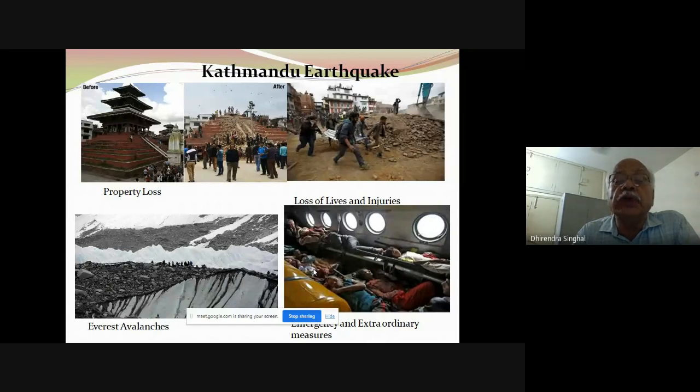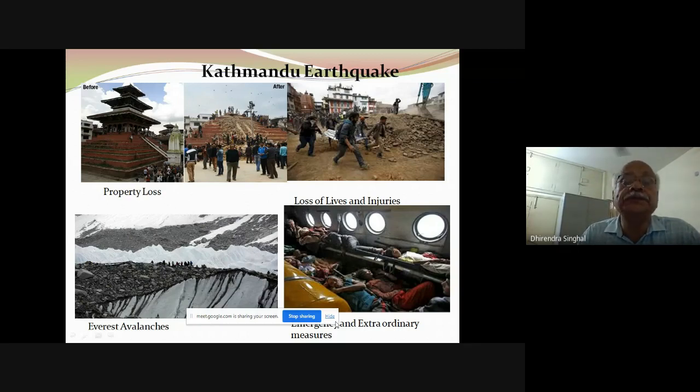This is about the Kathmandu earthquake. Again, in the top photograph, you can see the property losses, and that earthquake even led to Everest avalanches. And here I put this photograph to show you that the definition we got exceeds the ability of the community. And if you all remember, the government of India came to help Nepal, and people were brought from Nepal for treatment. So this is from that plane.